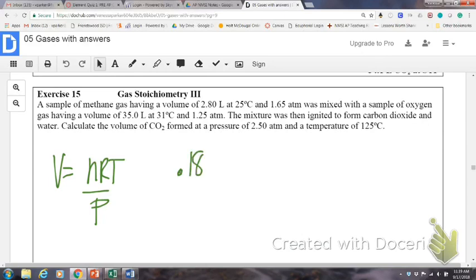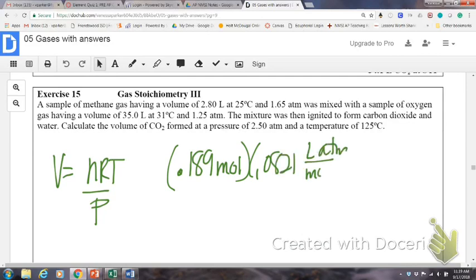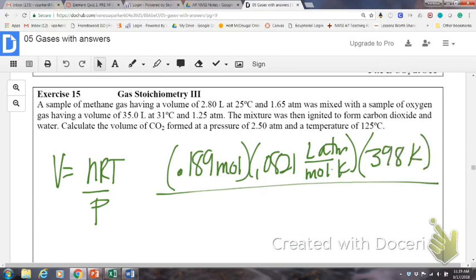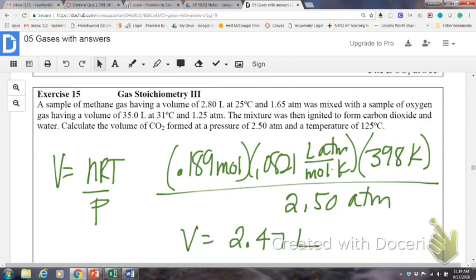So I take that 0.189 moles times 0.0821 times the temperature, which is, I forgot. So is that 398? 398 K divided by the pressure of 2.5 atmosphere. And I get my volume to be 2.47 liters. So that is my answer. So that took 3 gas laws. Okay?